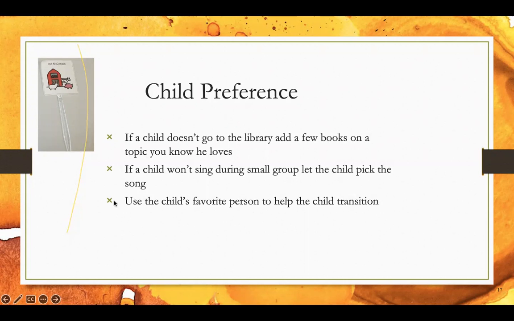Okay, child preference. This is an important one. I think sometimes we say that children have obsessions, right? But child obsessions or preferences can be used as a learning tool, and a really important one. If a child doesn't ever choose to go to the library and you want them to start looking at books more, put a book in the library of something they like. You know they like dinosaurs, have 3 books on dinosaurs. You know they like Thomas the Tank, have books on Thomas the Tank.